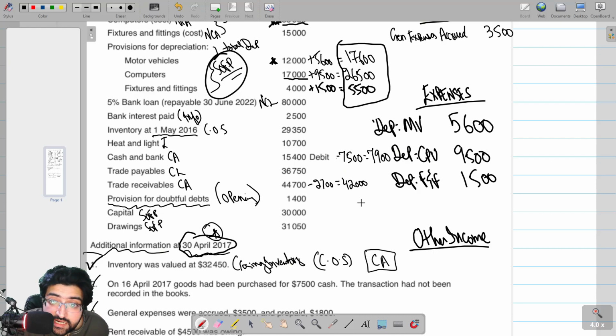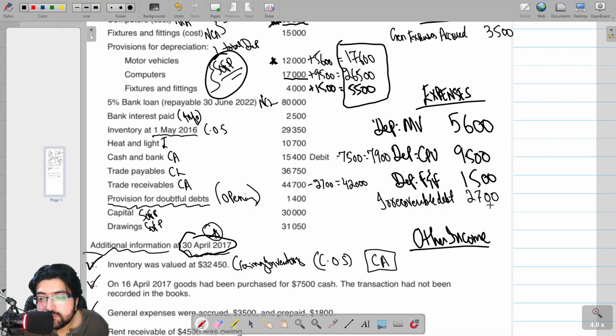And then remember to include this as an expense in the income statement, because irrecoverable debts are an expense for the business. When your trade receivables are not going to pay you, this becomes your expense, because this will decrease your profits. Anything that decreases your profits is an expense for the business. So I've recorded the irrecoverable amount as an expense here in my rough section, so that I remember to include this in my income statement when I'm preparing it.